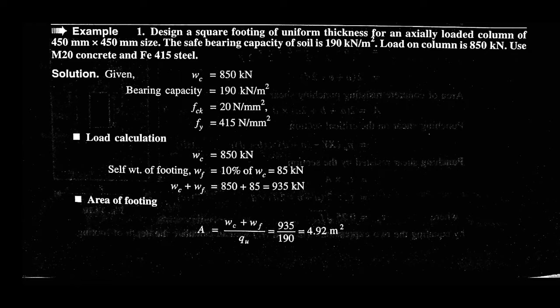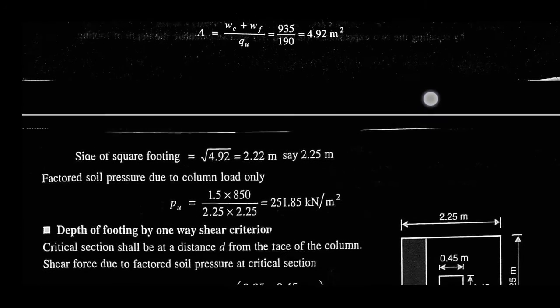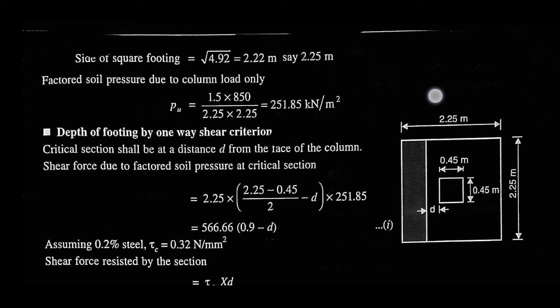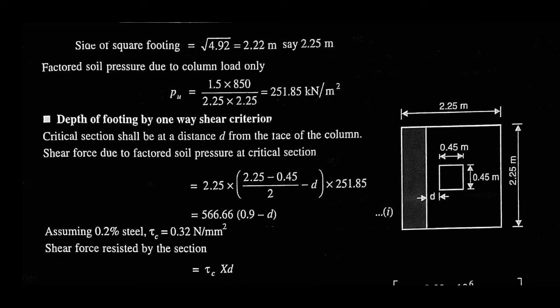So from this we can easily find out the area of footing, capital A, that is equal to (WC plus WF) by q0, that is equal to 935 by bearing capacity, that is 190, that is equal to 4.92 meter square. So side of the square footing is obviously the root of the area, that is root of 4.92, that is equal to 2.22 meter, say 2.25 meter, we can assume it as 2.25 meter.